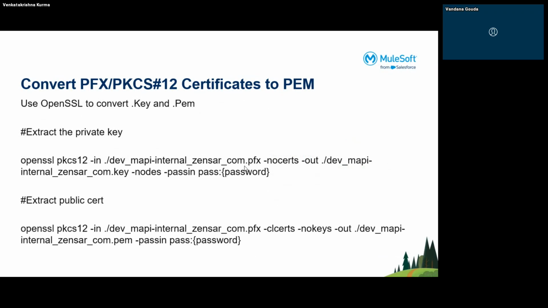This is my file name, and it can create the private key. The password can be shared, so by using this password we can create the private key. And then immediately we have another command for the public certificate. This certificate also has the same key and same password, and it is in the format of .pem.